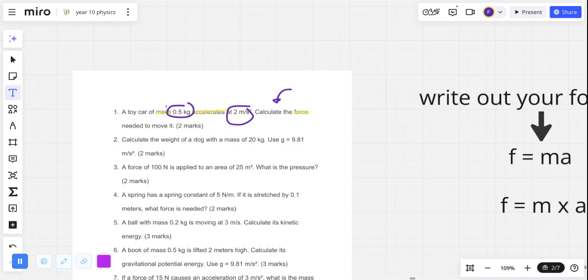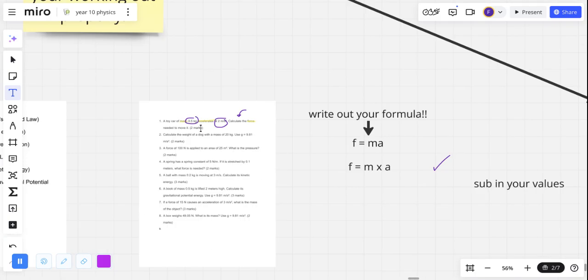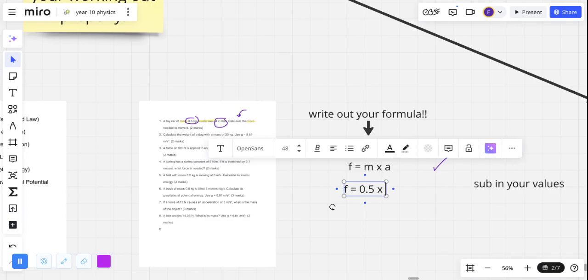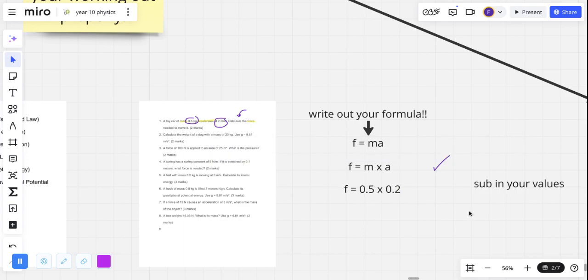From the question, we know mass is 0.5. So I'm going to write F equals my mass 0.5 times 0.2. That's it. So all you've got to do, this is what you call subbing your values. Change your letters to numbers.